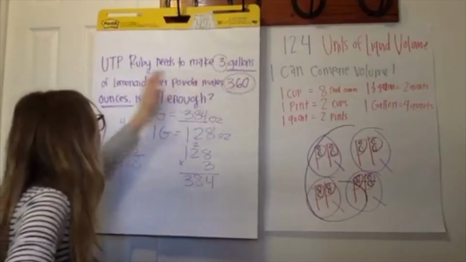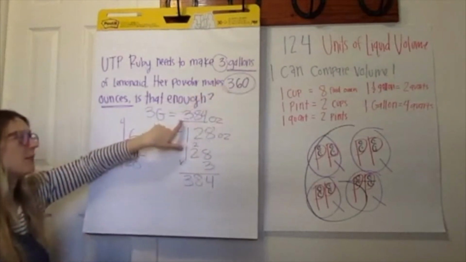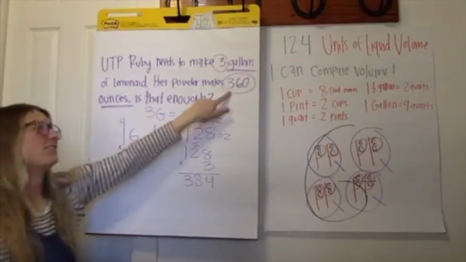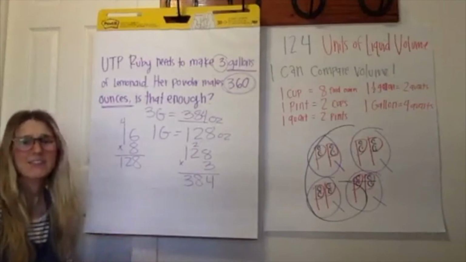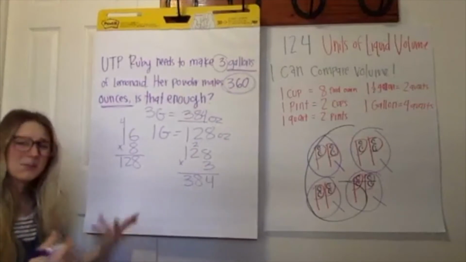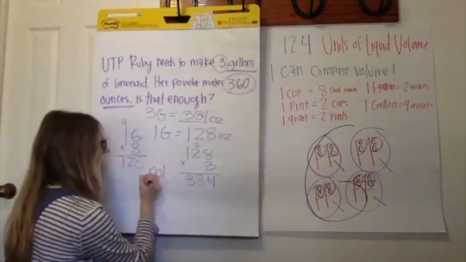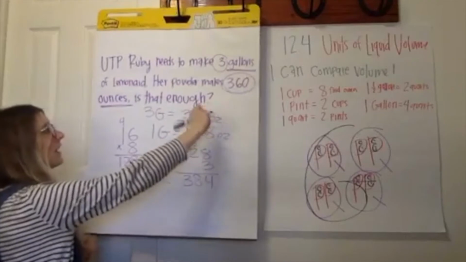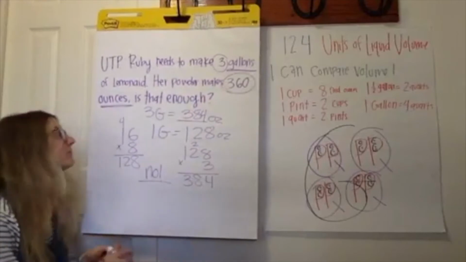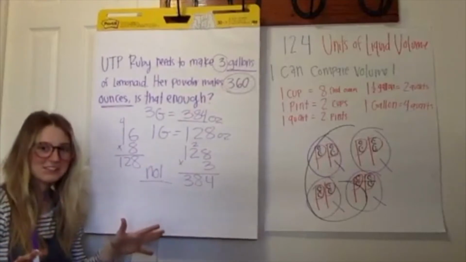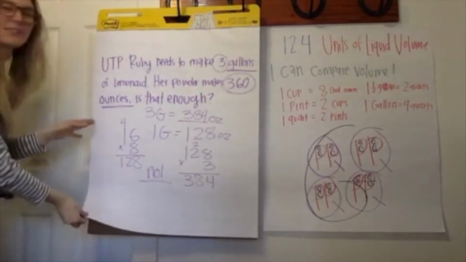So let's answer our question with a yes or a no. Her powder makes 360 ounces. Is that enough? Is 360 less than 384? Yeah, it is. So we actually wouldn't have enough to make 3 gallons of lemonade. Probably like 2.5 or something. So our answer would be no, because we needed 384 and we only have 360. It's not enough. So if this problem confused you, don't worry, we're going to do a few more examples, so don't stress, okay? This one kind of was a little tricky.